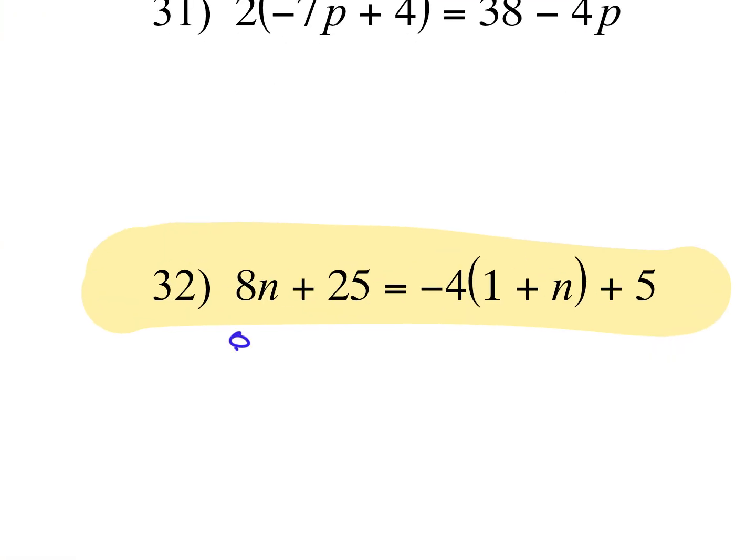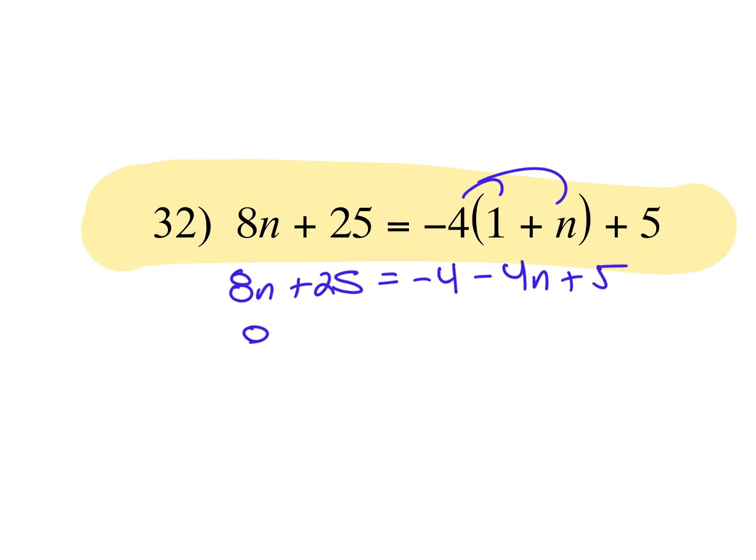All right, so 8n over here on the left. What do I do with my -4? Distribute, good. So -4 minus 4n plus 5. 8n plus 25 is still going to hang out here. What can I do with -4 and a positive 5? That's going to combine, right? So you're going to have -4n plus what? 1.